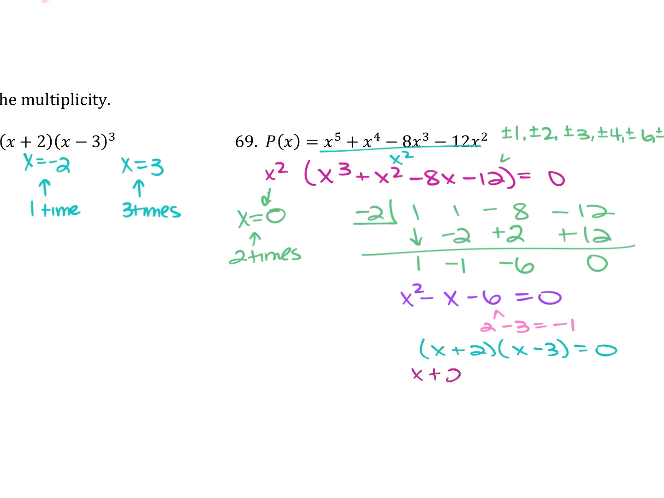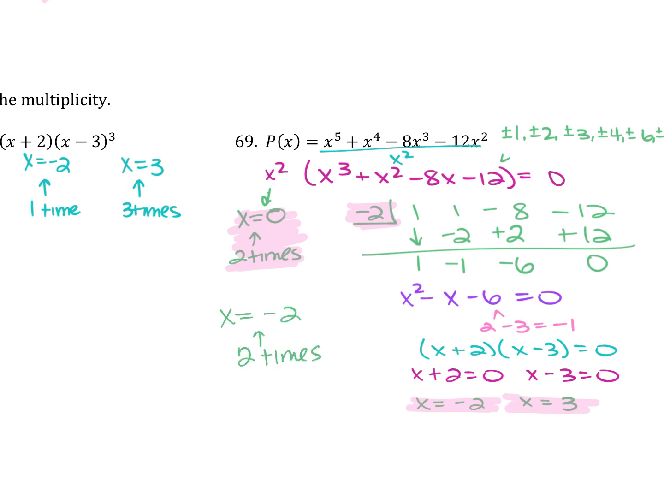If we set each of these equal to 0 and solve them, we are going to be left with x is equal to negative 2 and x is equal to 3. So you have the x is equal to 0 twice. You have the negative 2, you have the negative 2, and you have the 3. So you have a multiplicity of 2 at x is equal to negative 2 and x is equal to 0, and you also have that x is equal to 3. So you can say x is equal to negative 2 times, and then x is equal to 3. So you can give these that are on the left as your answers.